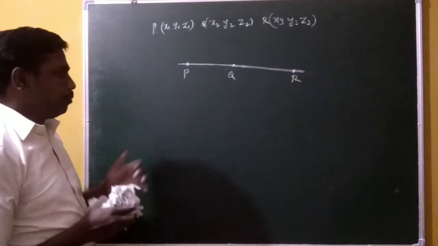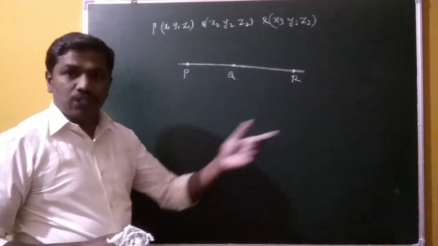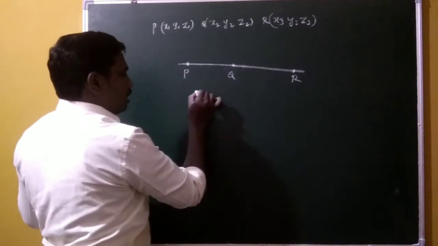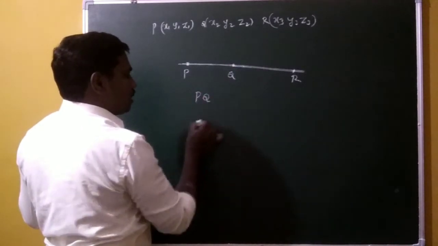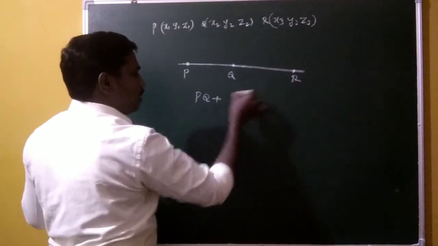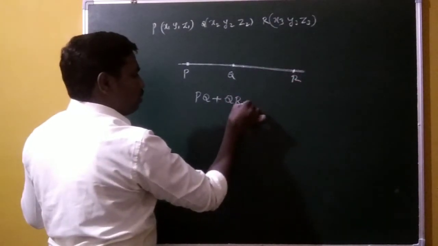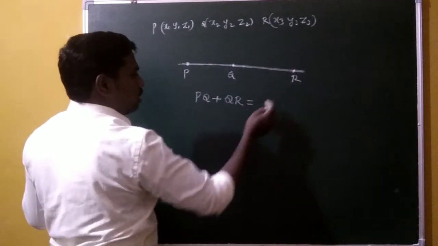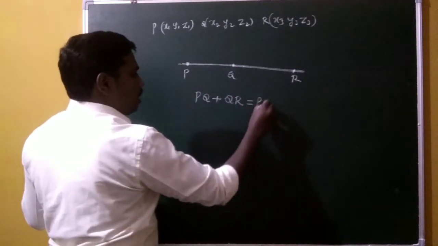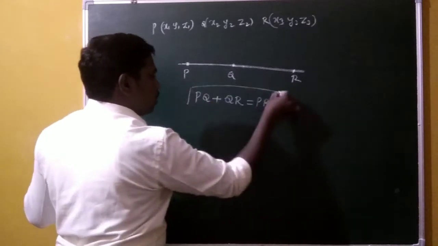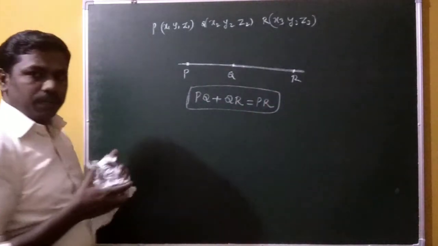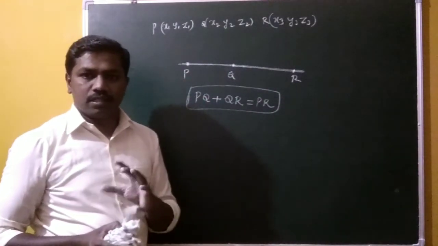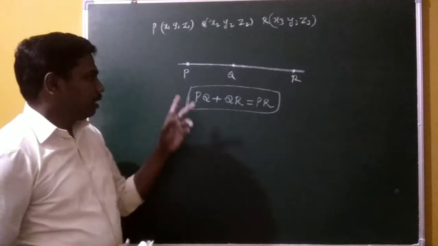So how to show mathematically that P, Q, R are collinear? First, let us calculate the distance between P and Q. Next, let us calculate the distance between Q and R. If the distance PQ plus the distance QR is the same as the distance PR, and we prove that, then mathematically the points P, Q, R are collinear. Okay, is this understood?